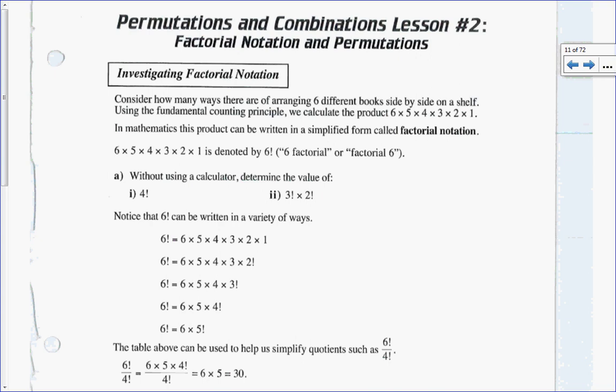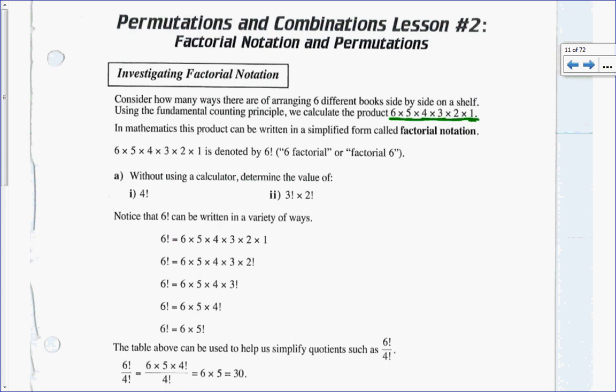So the example is, consider how many ways there are of arranging 6 different books side by side on a shelf. Using the fundamental counting principle that we learned about yesterday, we would calculate this product by figuring out that in the first position we could have any of the 6 books, then next any of the 5 books that are left, any of the 4 books that are left, any of the 3 that are left, any of the 2 that are left, and for the last position on the shelf there would just be 1 book left. Okay?